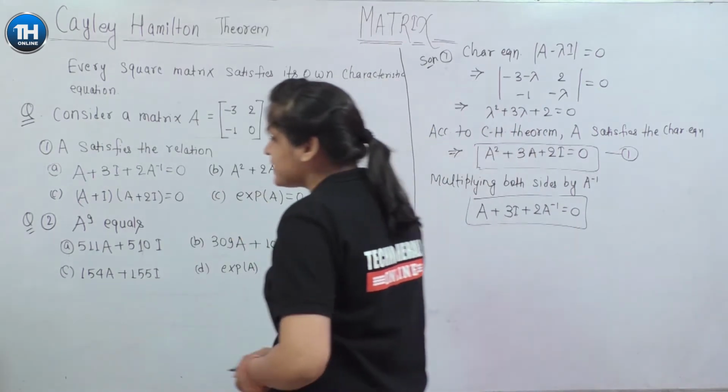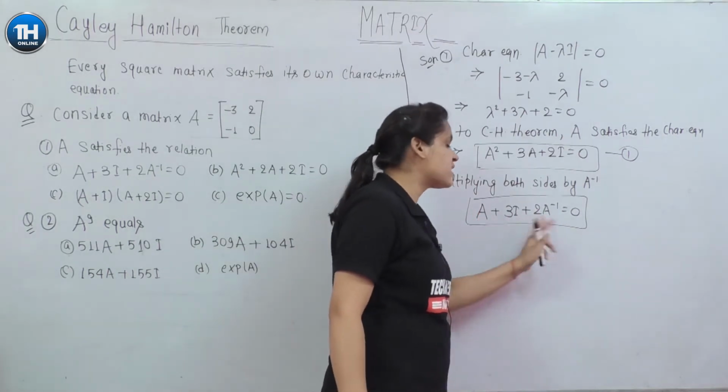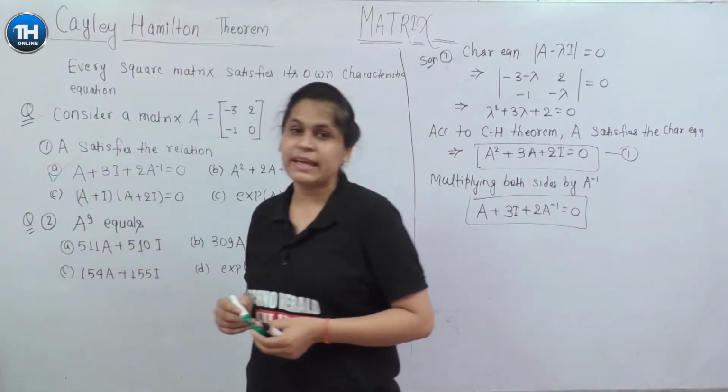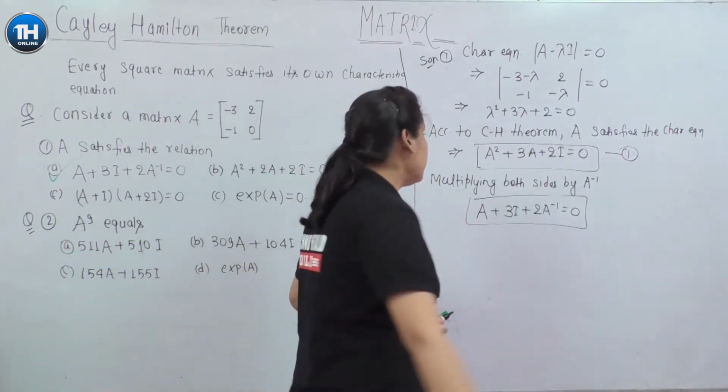Your option number A is correct then, because your matrix A is satisfying A plus 3I plus 2A inverse is equal to 0. This is your option number A. So option number A is correct. Let us solve the next problem. You have to find A to the power 9.